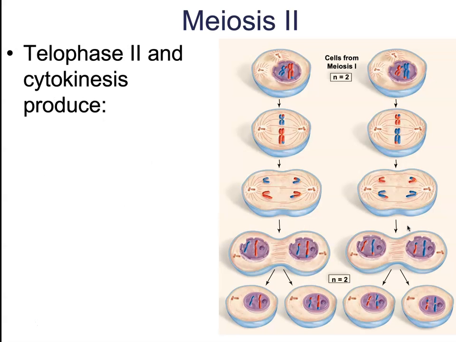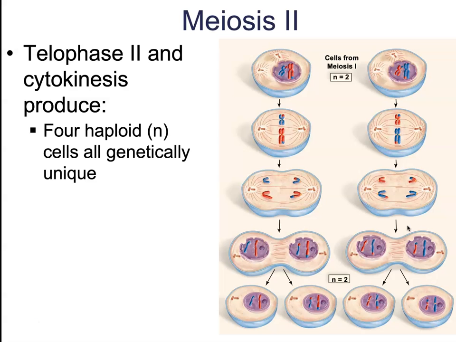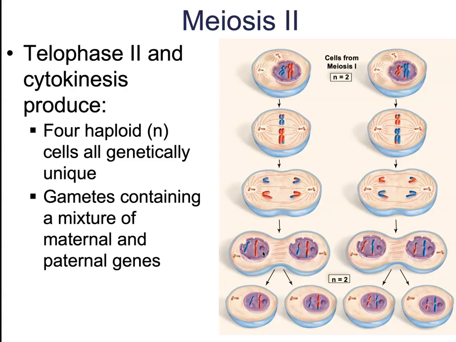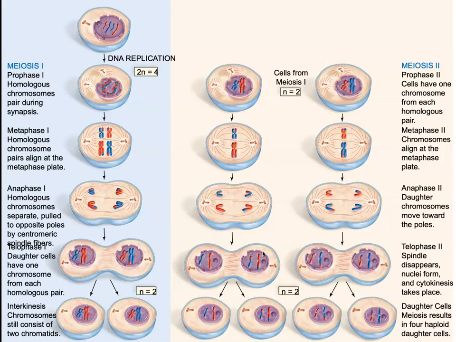In telophase 2 and then cytokinesis, we're going to end up with 4 haploid cells, all genetically unique. So we're going to reform our nuclear membrane around our new daughter nuclei, or around those daughter chromosomes, and we're going to end up with 4 genetically unique haploid cells. The gametes are going to contain a mixture of maternal and paternal genes.